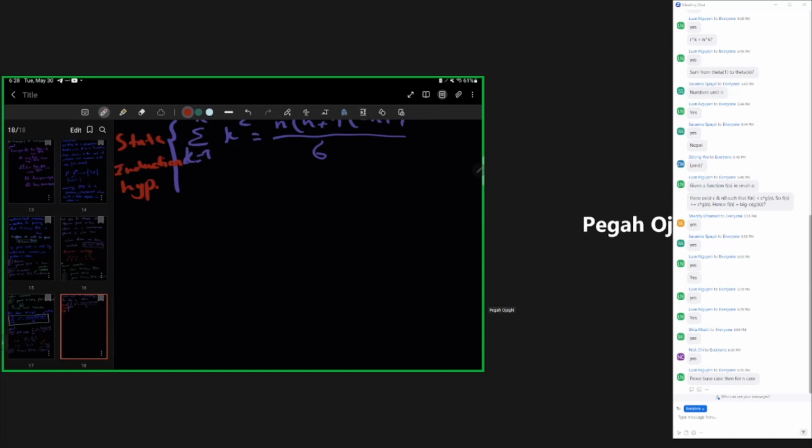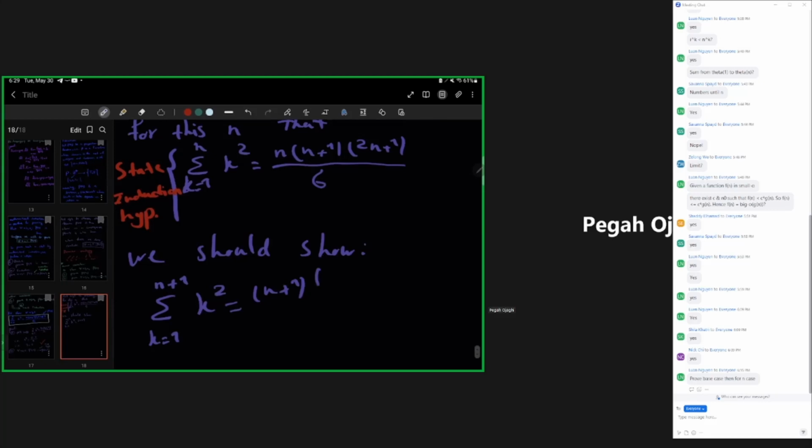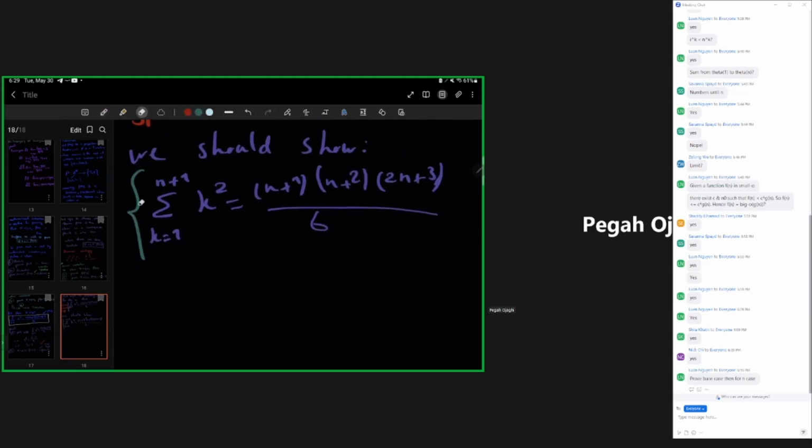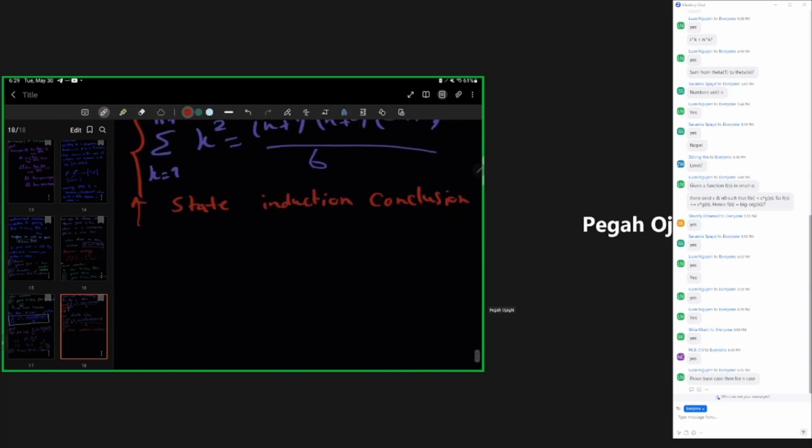So what we should show, this is what we already have. We need to show this one because we need to show Pn plus 1 is working. So it's going to be n plus 1 times n plus 2 times 2n plus 3, because you put n plus 1 here, 2n plus 1 becomes 2n plus 3, divided by 6. This part is named the induction conclusion. You assume this one is true and you show this is gonna hold.